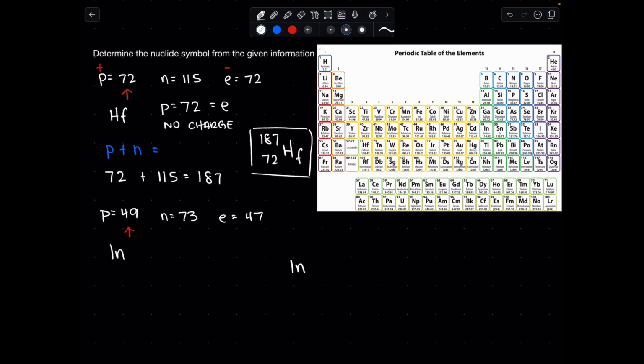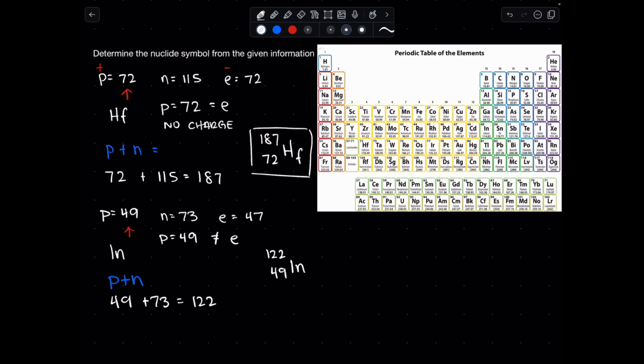Next, we need to determine that upper number. Again, that's going to come from our protons plus our neutrons. So we'll say that our 49 plus 73 is then equal to 122. So now we can fill out more information on our symbol. We'll put our 122 on top, and on the bottom goes our number of protons, which is 49. Now finally, we need to determine if there's a charge to this element. So we're going to look at our protons. Our protons are equal to 49, but that does not equal our number of electrons, which is 47.